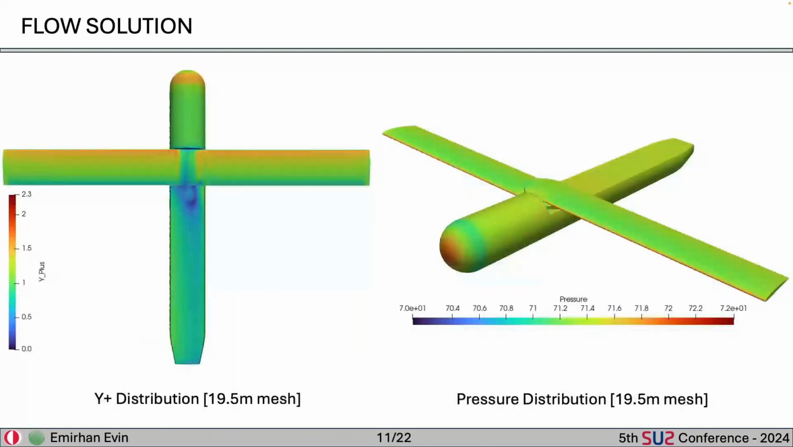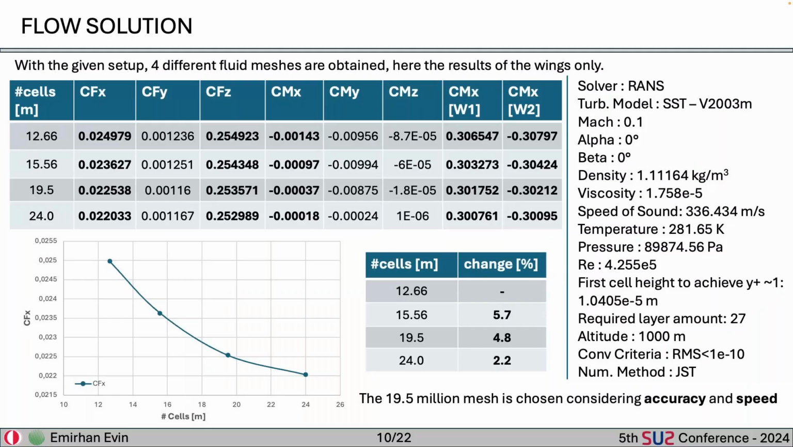For the flow solution, I created 4 different fluid meshes. As we can see, it starts from 20.66 to 24. And you can see the mesh has converged to a point where increasing the number of cells does not change the results. I chose the 19.5 million mesh considering accuracy and also convergence speed.